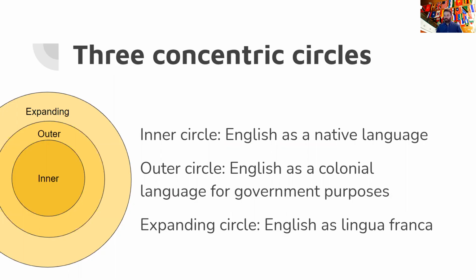And then we have what's called the expanding circle. These are places where English may not have an official status in the country, but because English has become such an important language for trade and diplomacy and communication between countries, these countries may use English in order to communicate with people outside of their country. And so we call that lingua franca, English as a language of international communication.